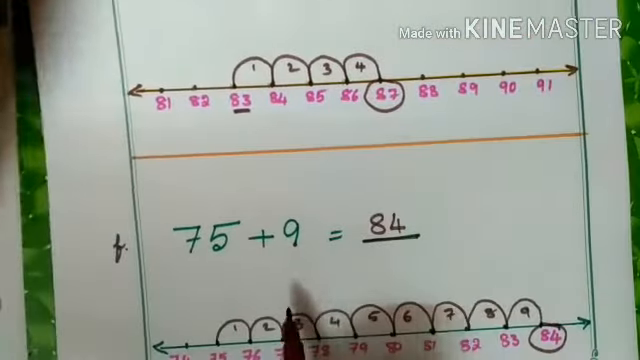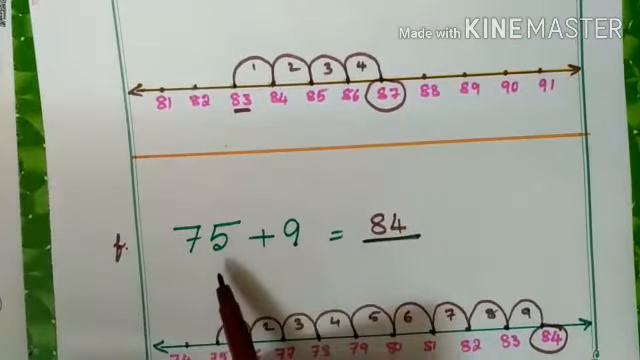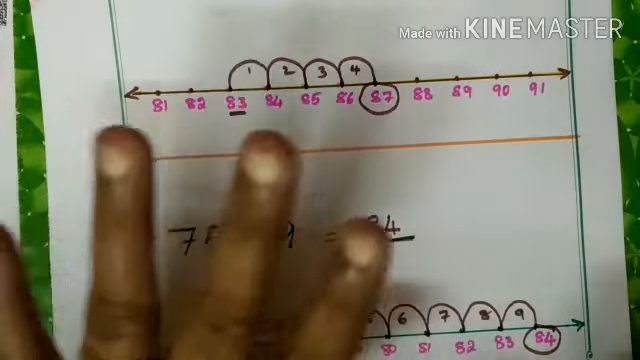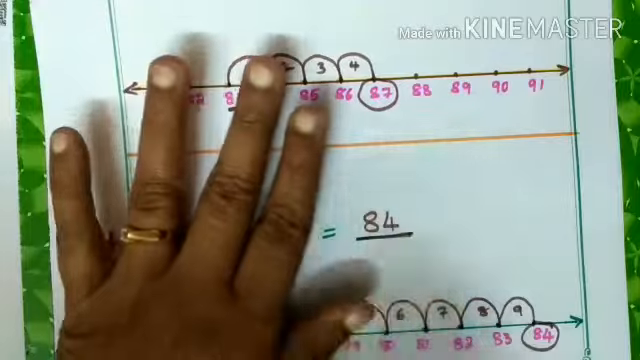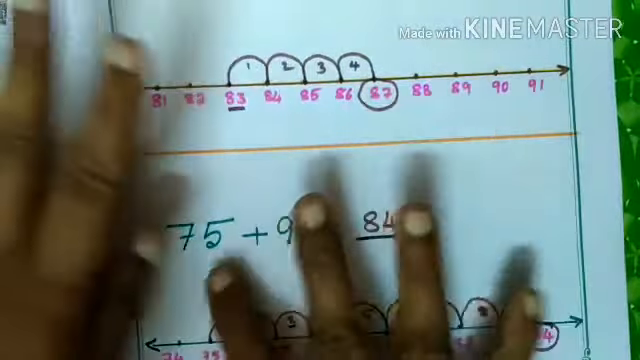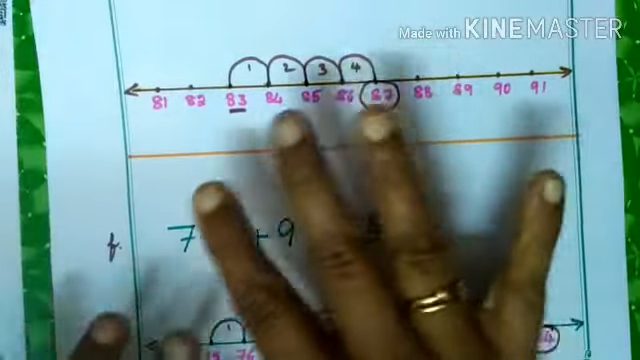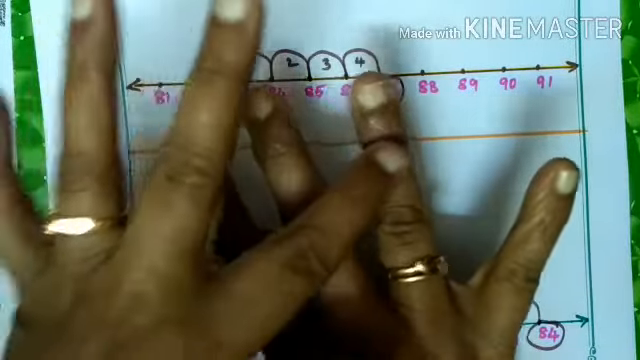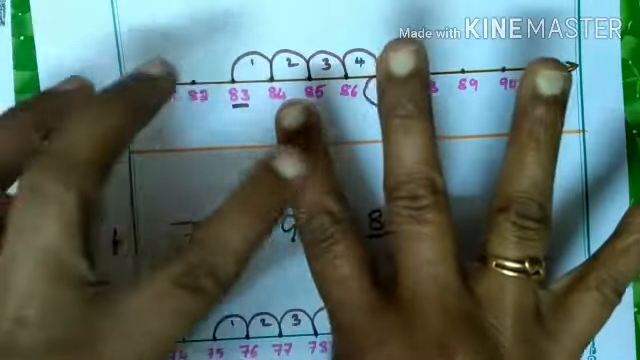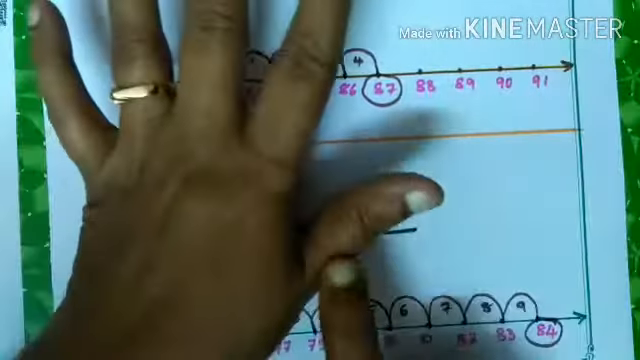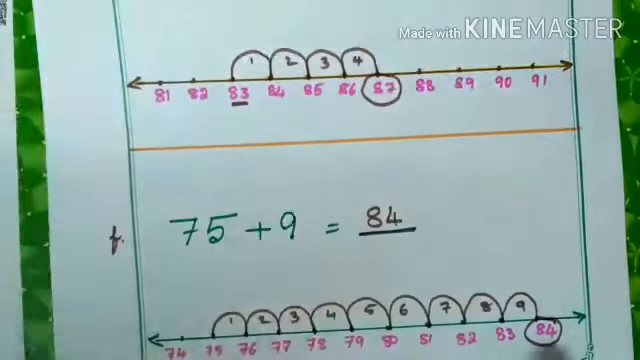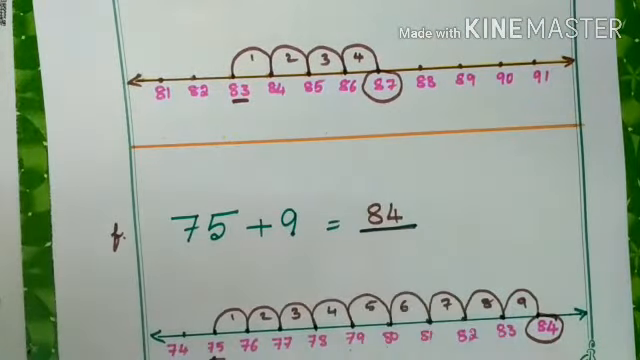Again we will check it. 75 you keep in your mind and 9 in your fingers. Sure, 9 fingers. Along with me you also do it. Yes, 9 fingers are there. Now 75 after 76, 77, 78, 79, 80, 81, 82, 83, 84. 84 is the right answer.